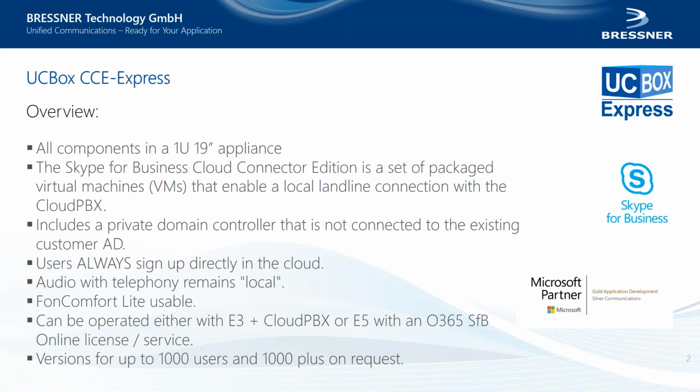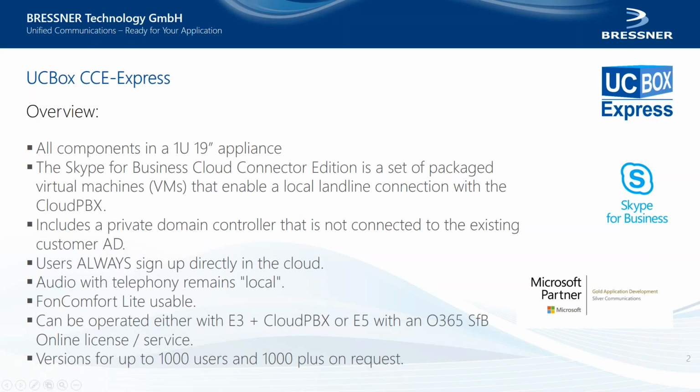Your audio with telephony remains local, so you have a local breakout for SIP trunk or E1, BRI, whatever you need for outside connection. You need an Office 365 E3 plus Cloud PBX or E5, including Cloud PBX license for the users. And in this license, there is included the license for the CC Express box machines and the part of this small on-premise installation. So that's included in the E3 or E5 plan.